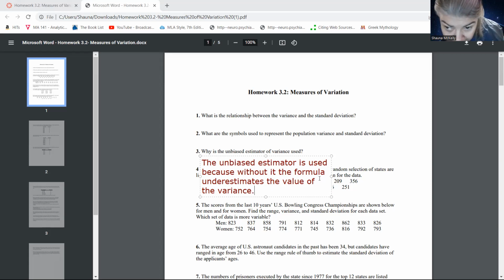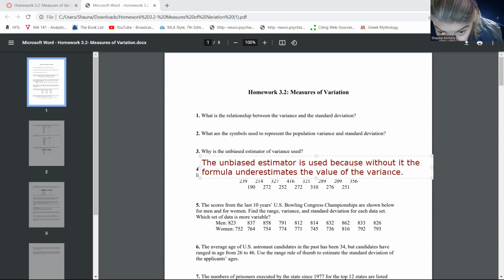So it's to help us get a better estimation of what the variance actually is. And that's what we're trying to do. So that's what I would write for that particular problem. The unbiased estimator is used because without it, the formula underestimates the value of the variance. Okay. Question 4, and the next few go into basically your formulas, your data analysis.